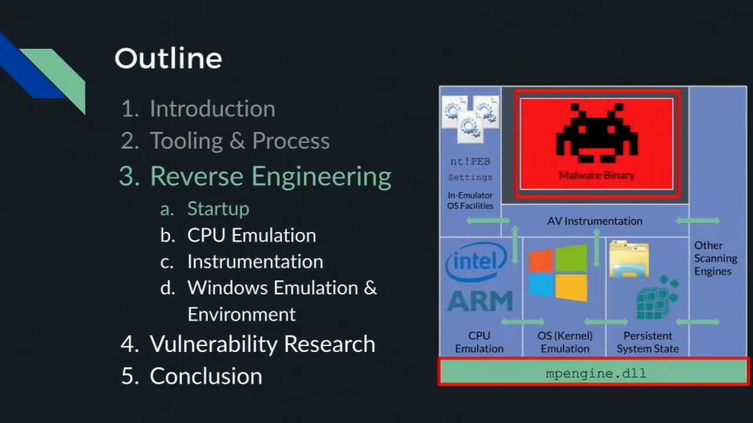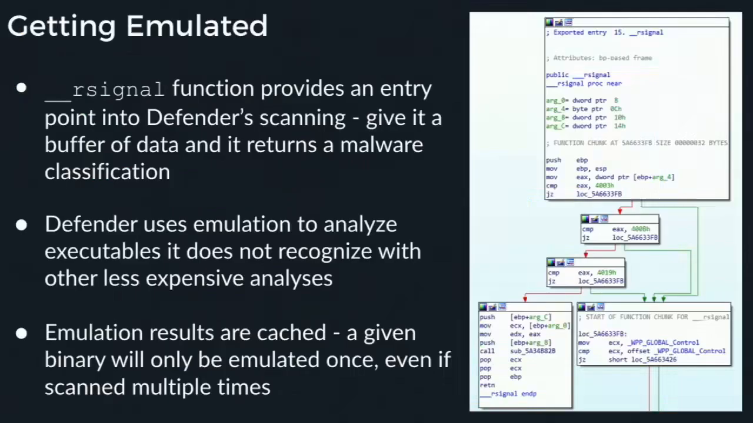Okay, moving into talking about my reverse engineering itself. First up, we're going to talk about the engine startup and initialization. Very quick overview of that. Defender's rsignal function provides an entry point into Defender scanning. You give it a buffer of data, and it comes back with a classification of the malware. Was it malicious? What is it? And what's its name? That's what we saw with the eCar test file example.